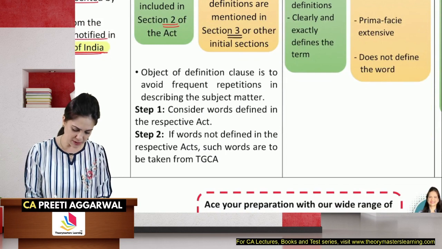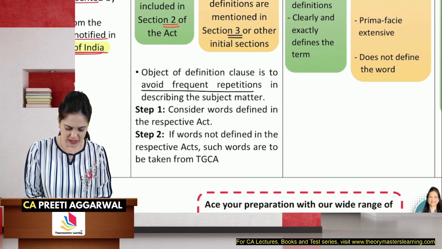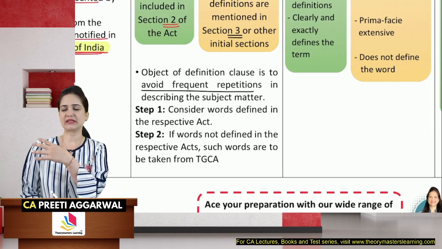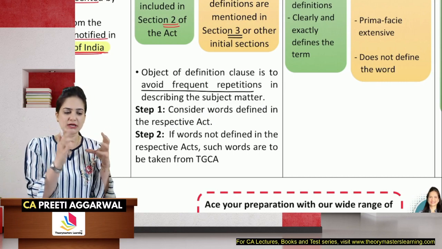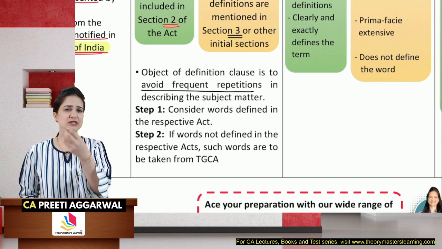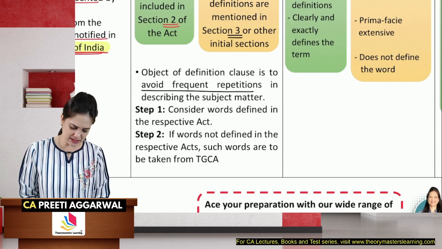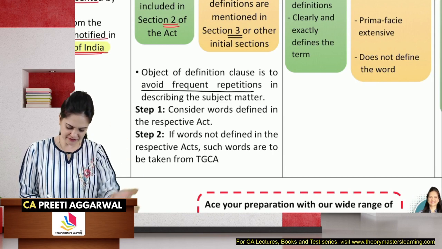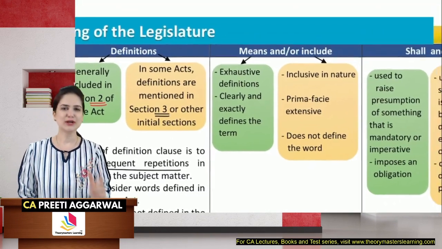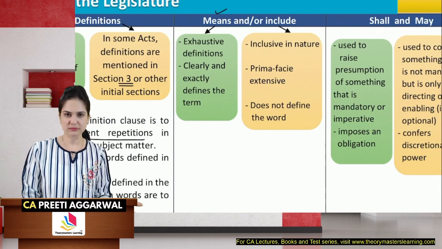Now, what is the object? What is the purpose of the definition clause? It is to avoid frequent repetition in describing the subject matter. If a term is defined again and again in the act, wherever it is used, it will make the act very bulky. So we define the term once, and then whenever that word is used, it will have the same meaning. If the word is not defined in that act, then you can refer to the General Clauses Act. Step 1 is to consider the words defined in the respective act. If they are not defined, then they can be taken from the General Clauses Act.